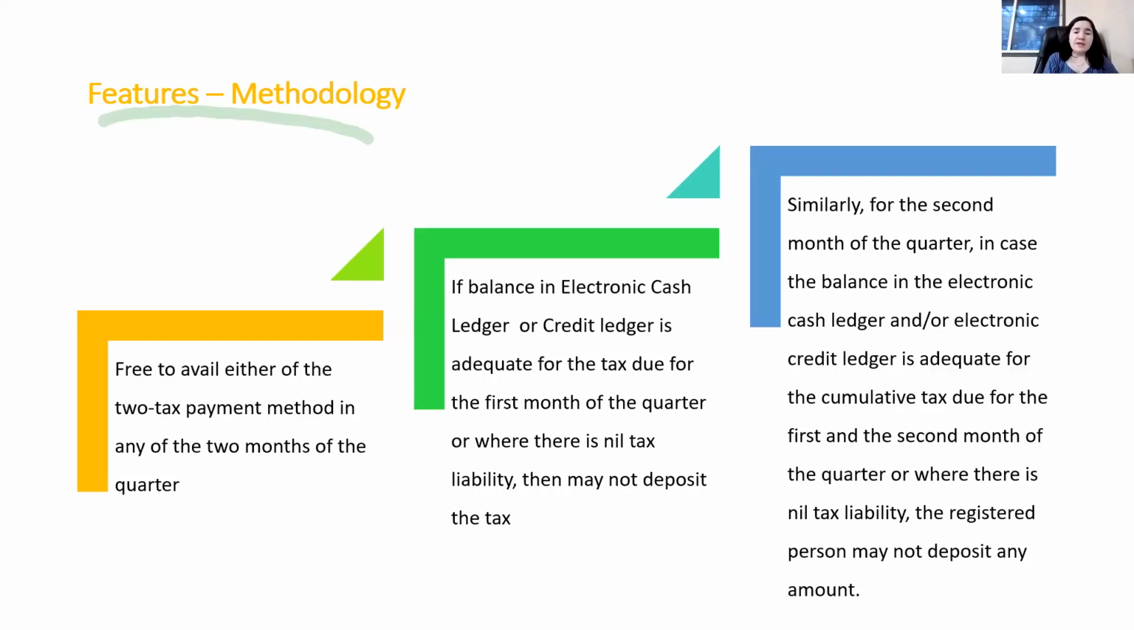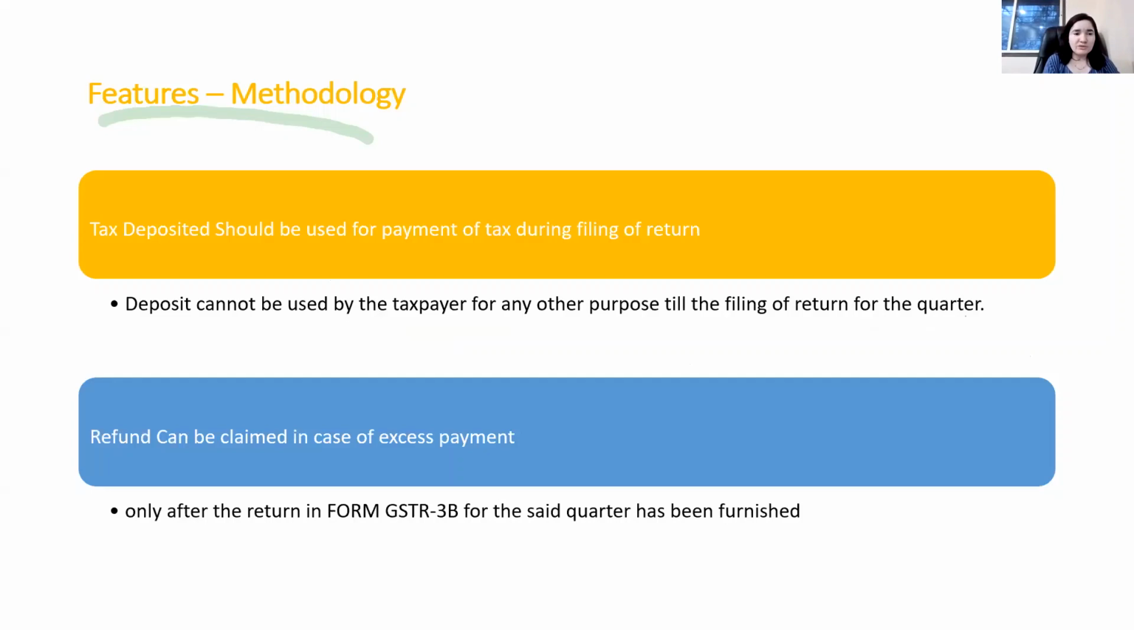Second, if there is adequate cash in the cash ledger or credit ledger, and there is a nil tax liability, then the taxpayer may not deposit any tax for the first month or first 2 months, and can deposit the tax in the second month. This is also an available option given to the taxpayer.